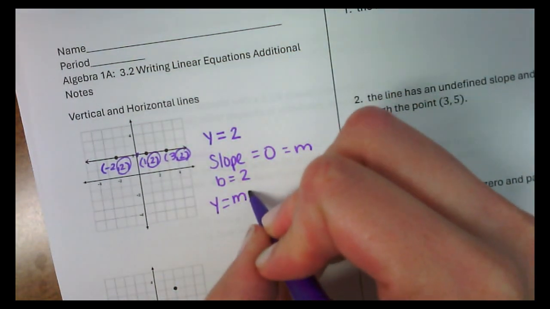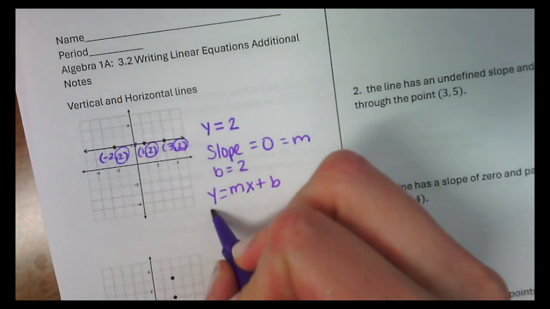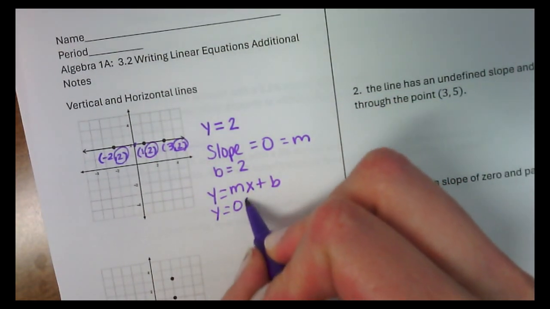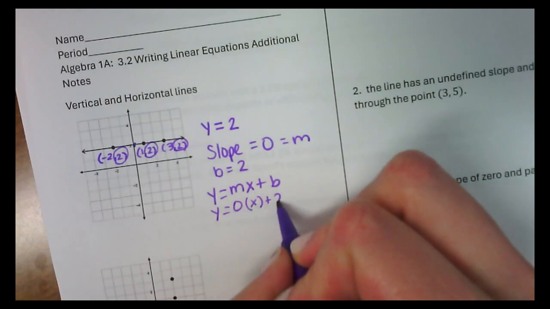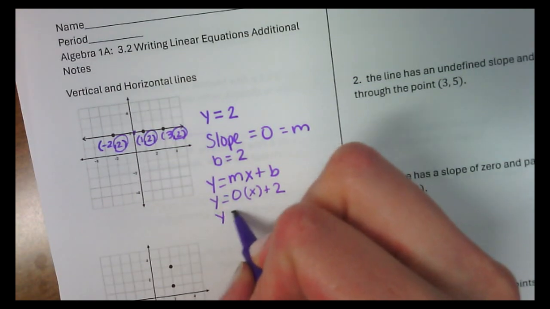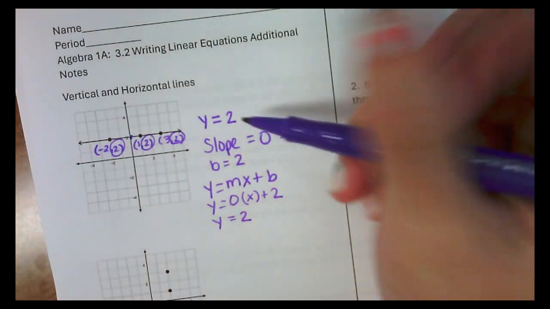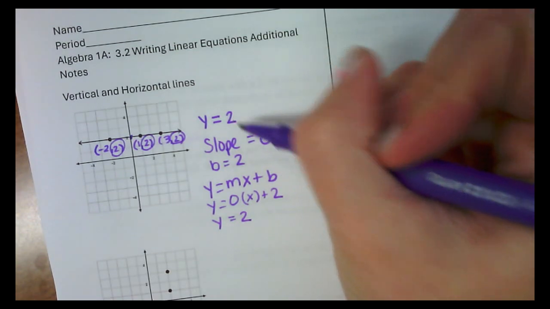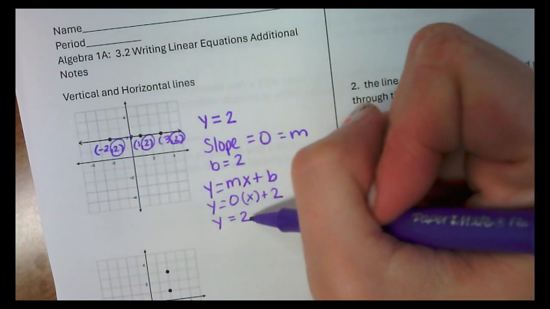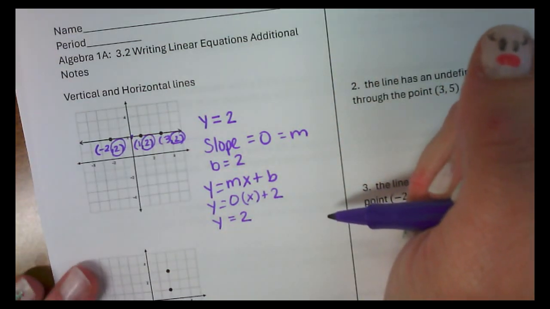So even if I thought about slope-intercept form, I would be plugging in a 0 for x, and I'd be plugging in a 2 for y, and the 0 times x means that 0x would just cancel out. Okay, so even if I forgot about this, if I knew my slope was 0, I could still figure out the equation of my line.